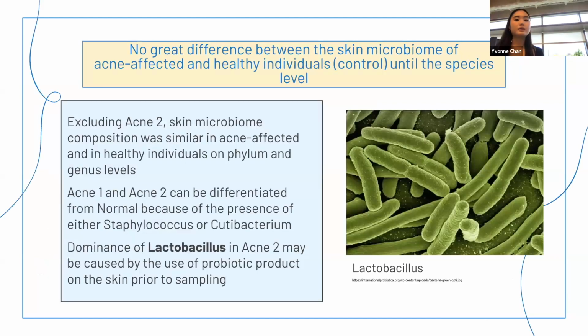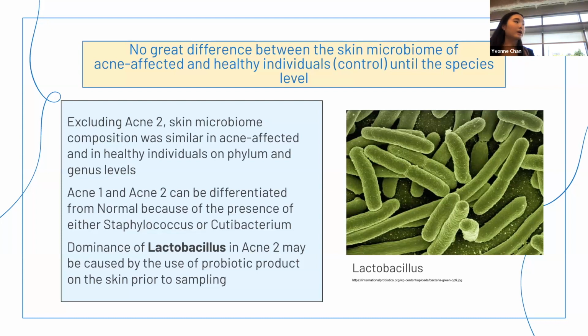So from my research, I was able to find that there's no great difference between the skin microbiome of acne-affected and healthy individuals until the species level. So excluding acne 2, the skin microbiome composition was quite similar between acne and healthy individuals on the phylum and genus levels. However, starting from the species level, we see that acne 1 and acne 2 can be differentiated from normal because of the presence of either Staphylococcus or Cutibacterium.